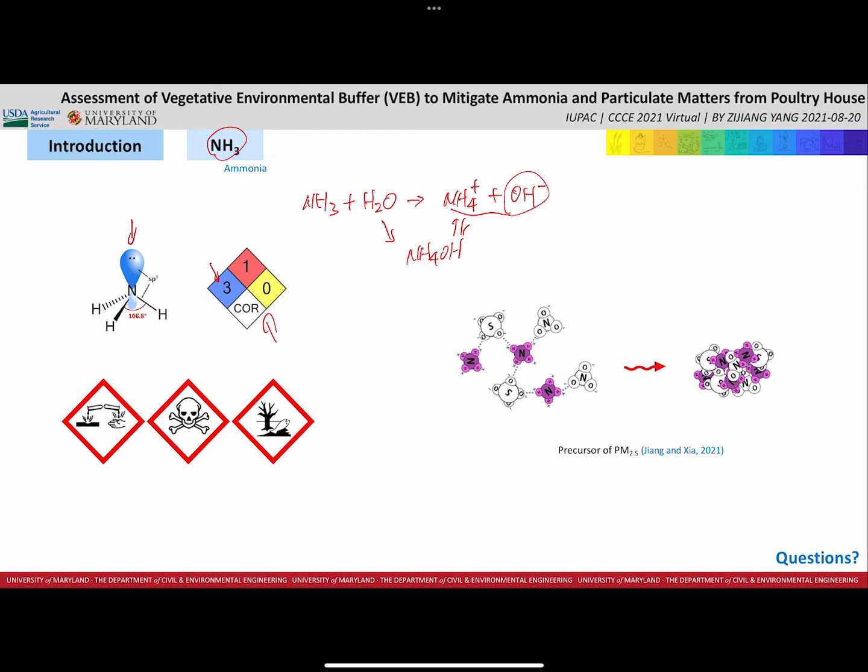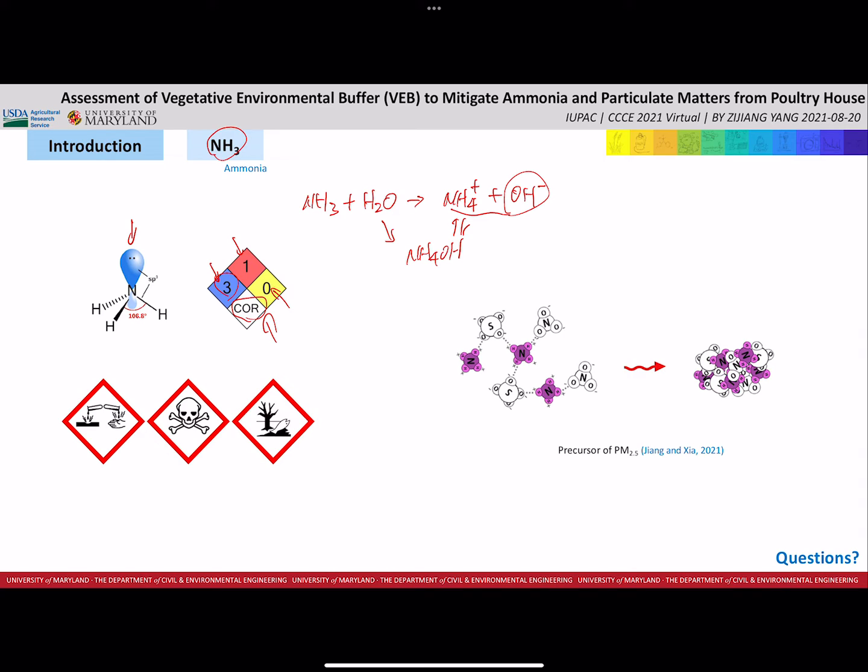Actually, this is correct. So the red one refers to the flammability. The blue one refers to health, like toxicity effect. The yellow one refers to the instability. So it means at normal temperature, will it explode or something like that. We can see that it has a very adverse effect on human beings, and it is a little bit flammable, and it is very stable in the atmosphere or at normal temperature.